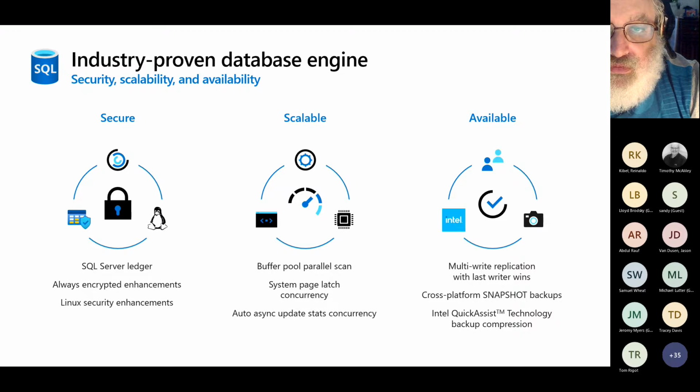So whether it's multi-write replication with automatic conflict detection, cross-platform snapshot backup, so you don't have to rely on Volume Snapshot Service anymore, or even partnering with Intel to make backup compression faster, with less CPU overhead for your server and even faster overall backup time, something called Intel Quick Assist. Intel's written a white paper already about the great gains they've seen from using their hardware technology with SQL Server.